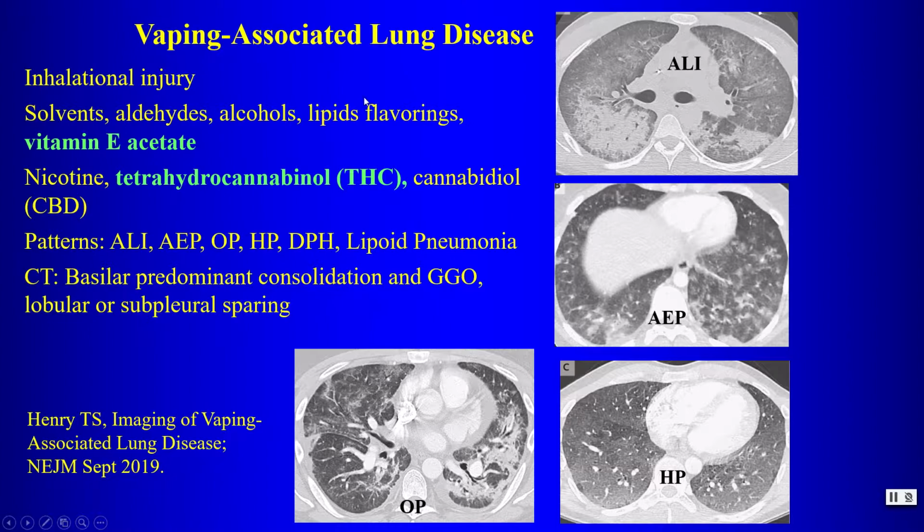So vaping-associated lung disease, this is an inhalational injury. There are solvents within the vaping products, and it is thought that the vitamin E acetate and the THC, that these two may especially be related to the lung injury. There are various patterns of lung injury that can be seen, but the pattern of acute lung injury that resembles ARDS is a very common pattern. It's basally predominant. We see consolidations, ground glass, and ground glass opacities.